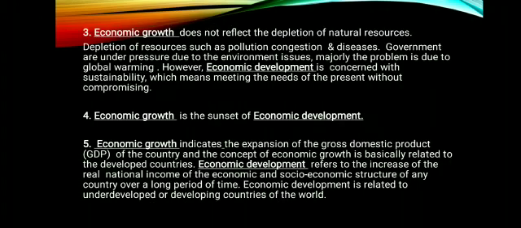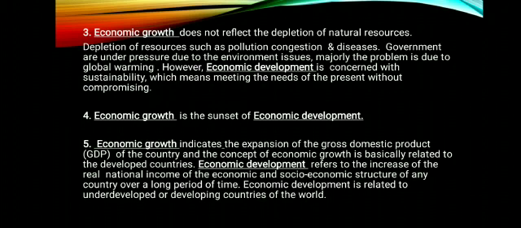Third, economic growth does not reflect the depletion of natural resources, such as pollution, congestion, and diseases. Governments are under pressure due to environmental issues. Majorly, the problem is due to global warming. However, economic development is concerned with sustainability, which means meeting the needs of the present without compromising the future. Fourth, economic growth is a subset of economic development.